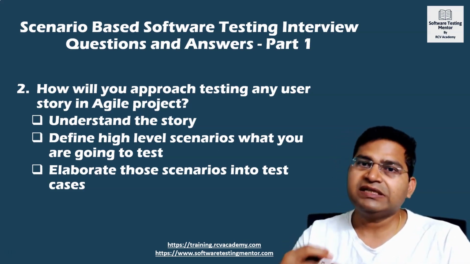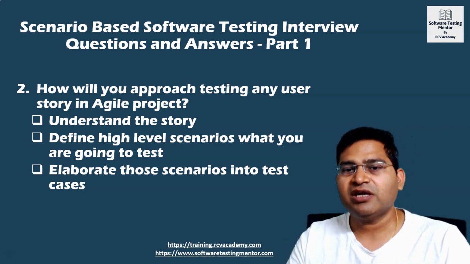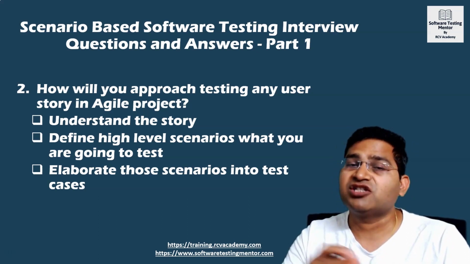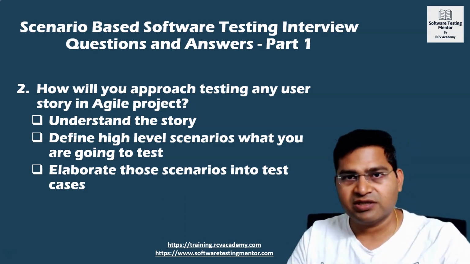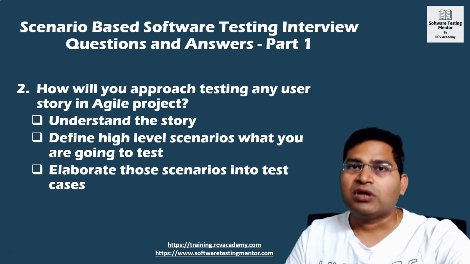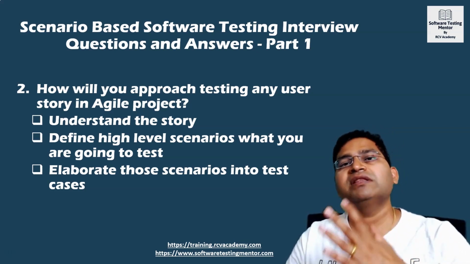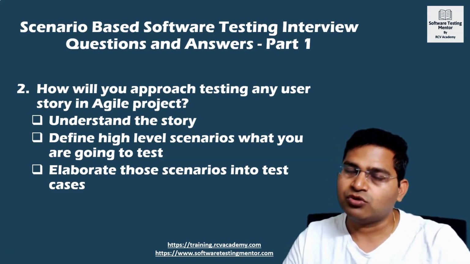So these are three key points you can mention on how you approach testing any requirement or user story in an Agile project. Understanding is important. If you're not able to understand, collaborate with the team and understand the details. Then define high level scenarios and elaborate those into the steps of how you are going to test.